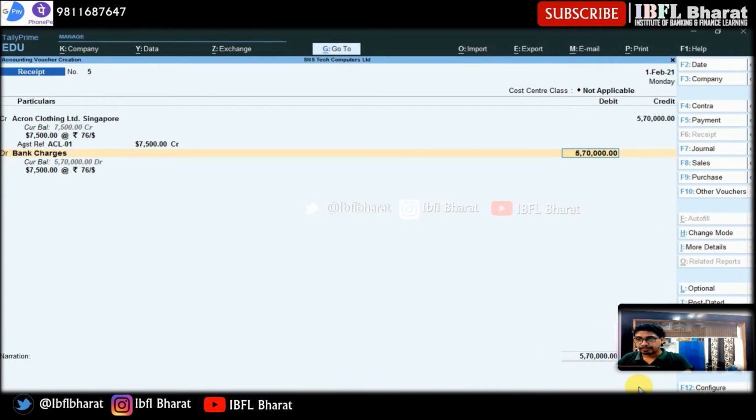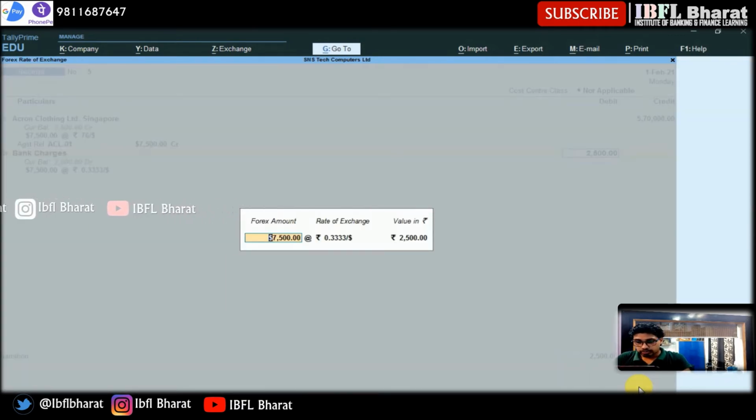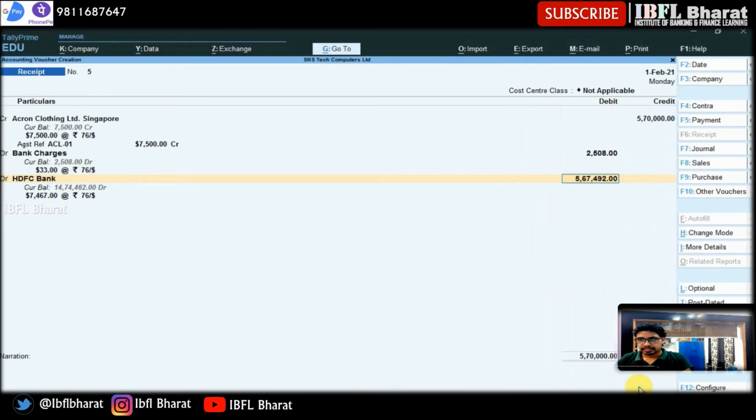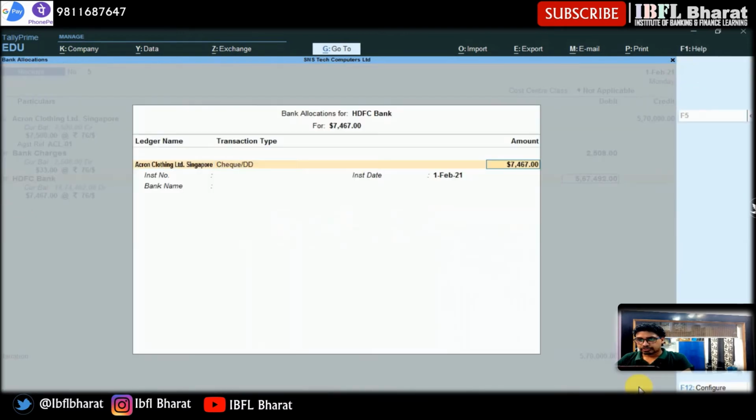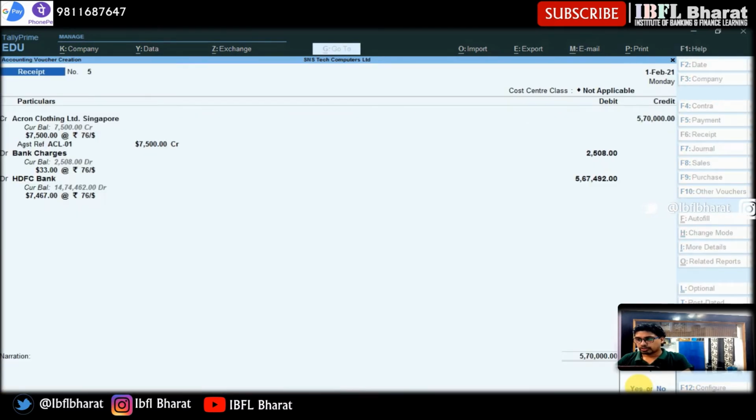So we have to deem it as $33, and the rate of exchange is 76. We will delete these extra figures here. The amount we want is 2,500, but it is showing 2,508. Then no problem, it's just ₹8. So this will be our transaction which we have also done.